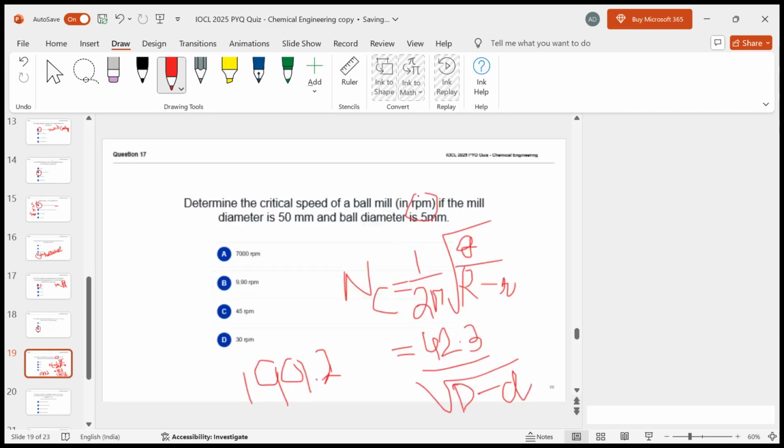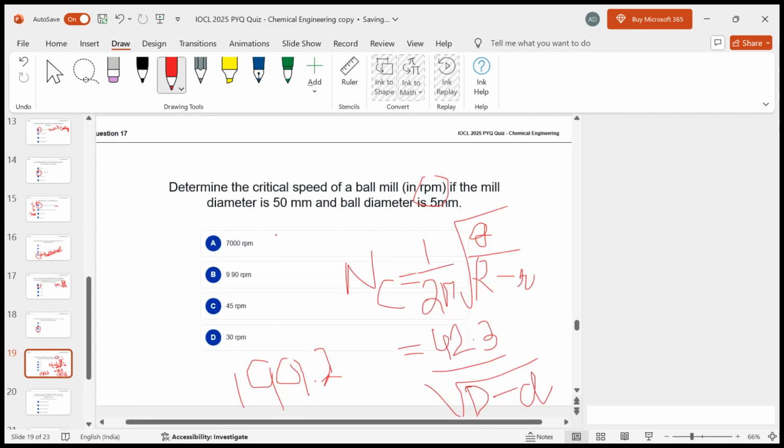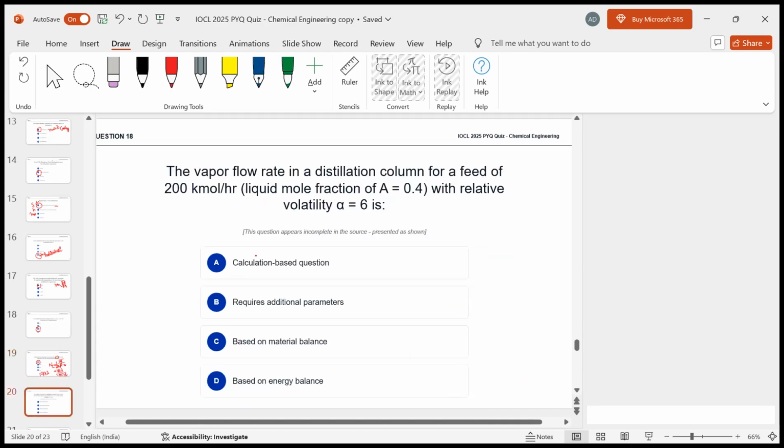199.2 RPM. But the options here are wrong. So the approximate answer would be 7,000 because the speed should be high. But according to the paper, this question is incorrect. As per the calculations, the answer came out to be 199.2 RPM. So you can cross check and text me if you find the correct answer.